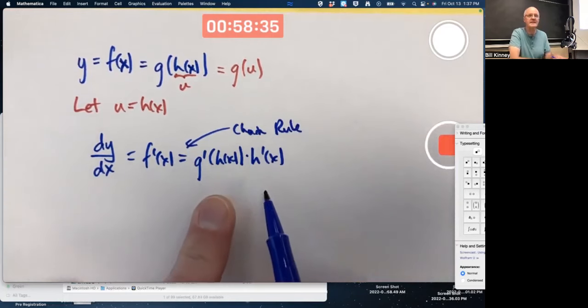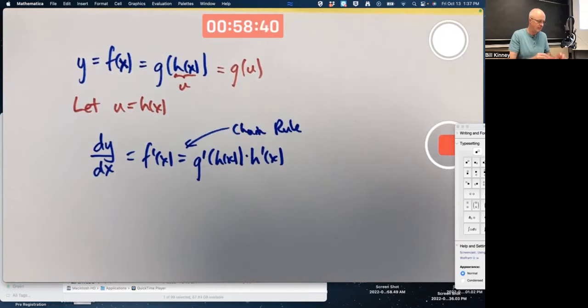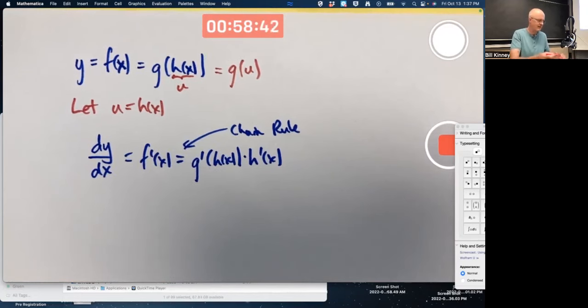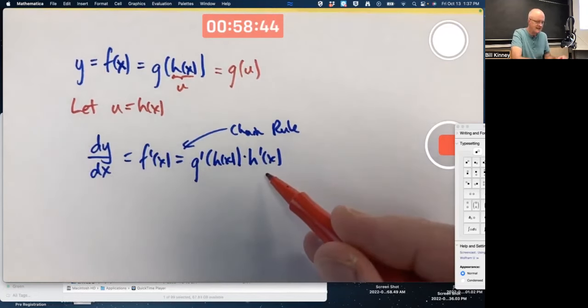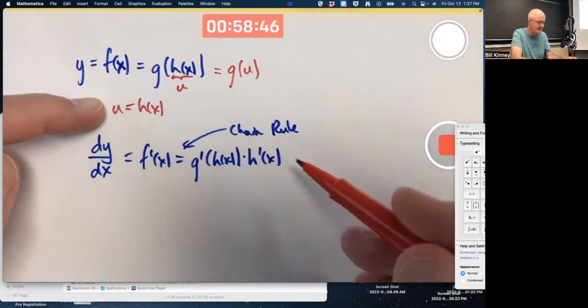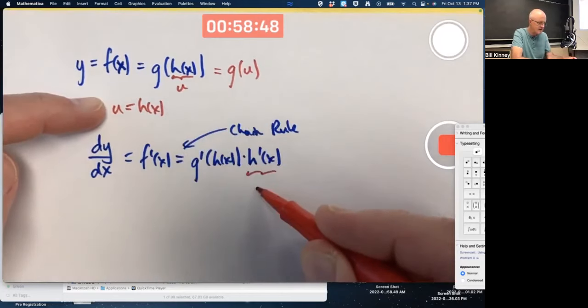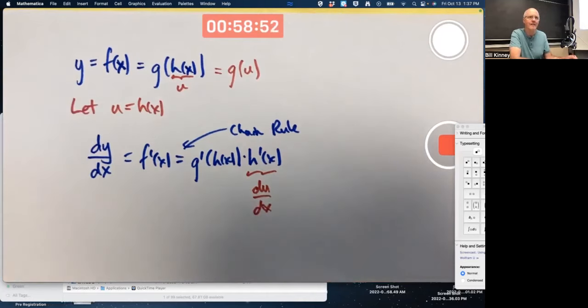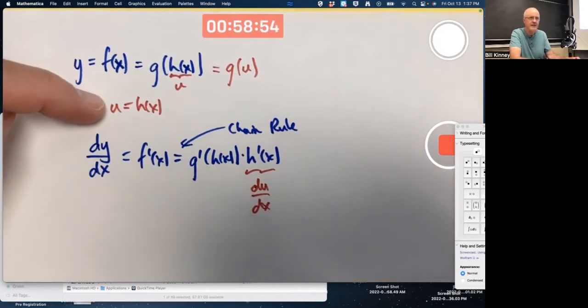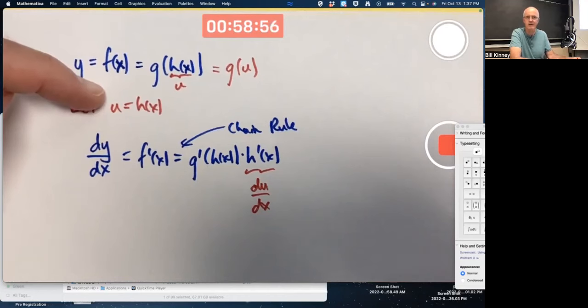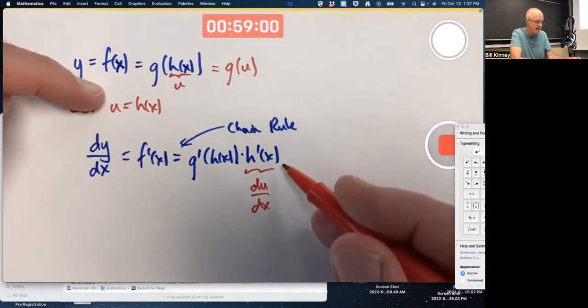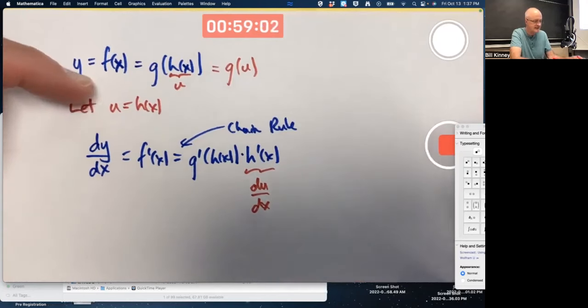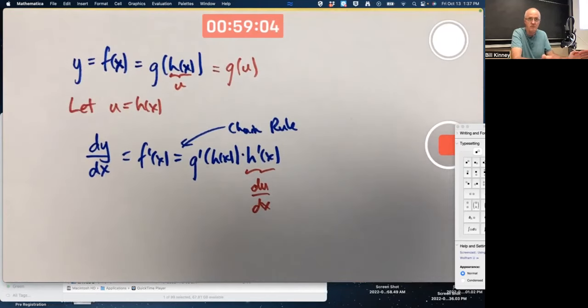Could I write these with Leibniz notation for the derivative? Yep. h prime of x, if u is h of x, that's the same as du dx. If I've defined this new variable u to equal the output of h, to equal h of x, h prime of x would be the same as du dx. It's as if you don't have any y's anywhere in the problem.